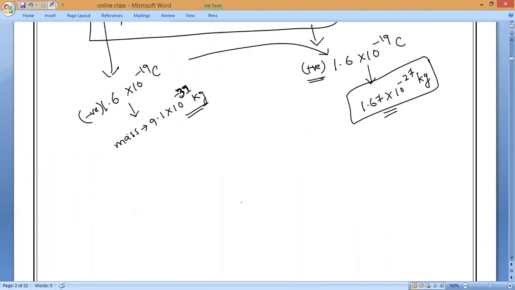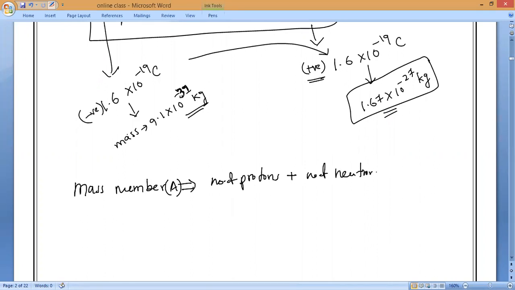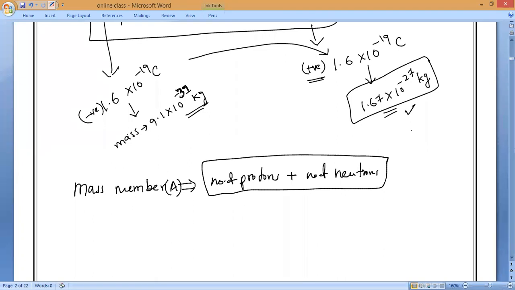That is why in chapter number 3, atoms and molecules, we study mass number. Remember that mass number is represented with A. Mass number is only the number of protons plus the number of neutrons. Is it yes or no, all of you? Compared to the mass of a proton, the mass of an electron is negligible. That is why we don't consider the mass of electrons in mass number.